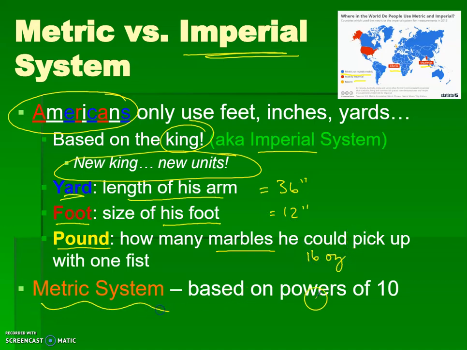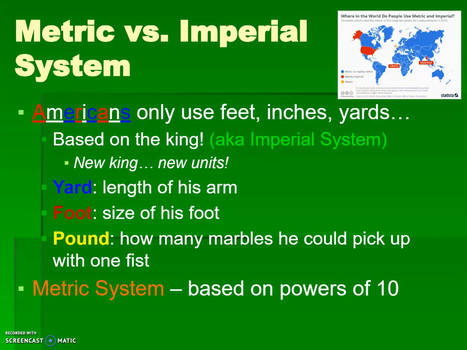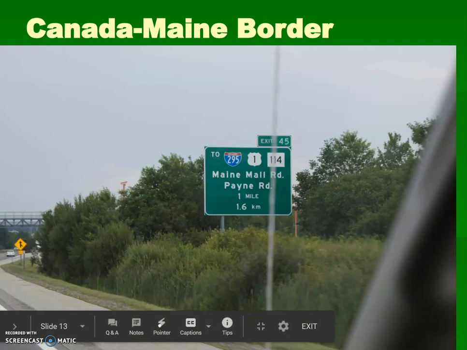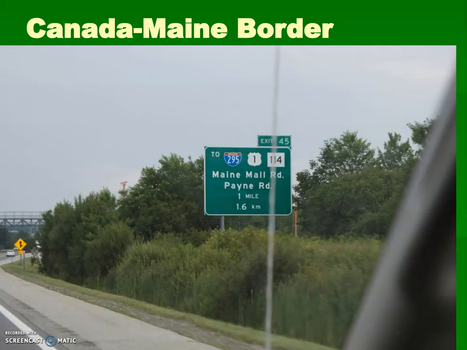But our metric system is based off of the powers of 10. And I know it's different for us, but it really does make so much more sense. When we go up to see family in Maine, since we're so close to the Canadian border, all of the exit signs have actually, miles and kilometers. So 1 mile is equal to 1.6 kilometers. All right, so we'll talk about those metric prefixes in a bit.